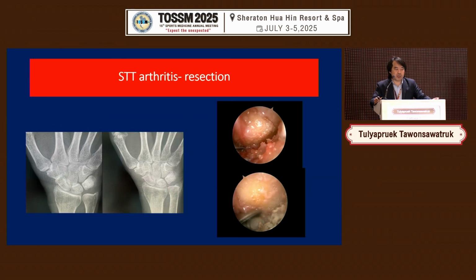So we can go to the STT arthritis, which is caused by idiopathic mostly. You can see the STT joint here. We can do it with very minimal invasion to the STT joint, to resect the arthritis out and create new fibrocartilage to rebuild the STT joint.